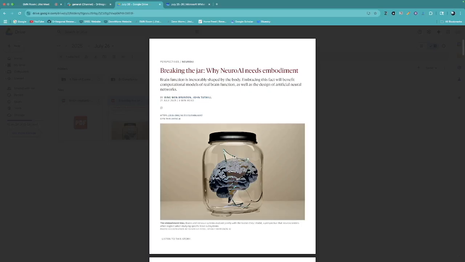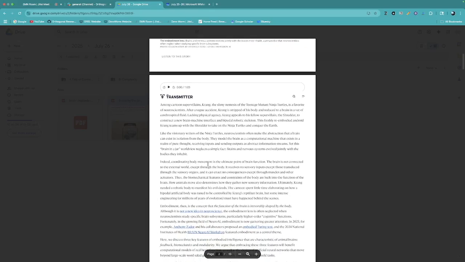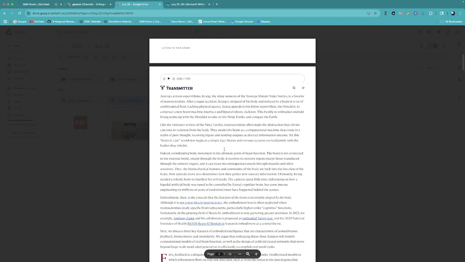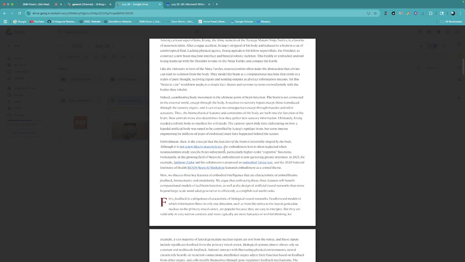So brain function is inexorably linked to, or shaped by, the body. Embracing this fact will benefit computational models of real brain function, as well as the design of artificial neural networks. Okay, so they kind of talk about the Teenage Mutant Ninja Turtles to start things off. Indeed, coordinating body movement is the ultimate point of brain function. So really, brain function is about coordinating body movement.